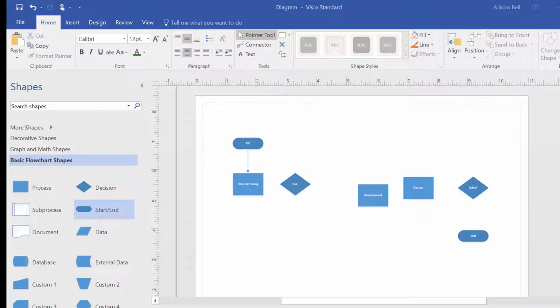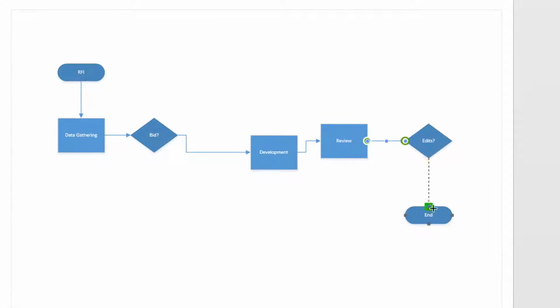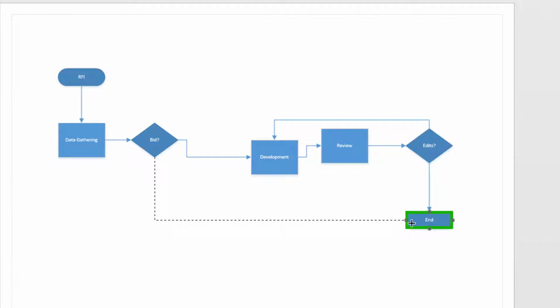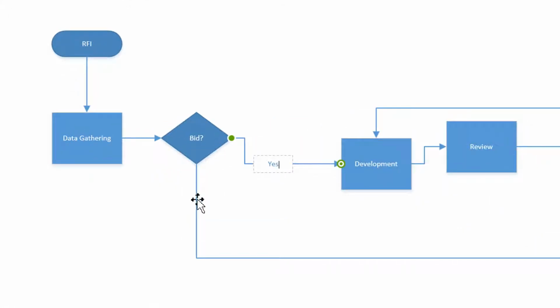Okay, I've got all the items I want, and now I'm going to add all of my connecting arrows. Just like you can add text to a shape, you can also add it to a line. So for my diagram, I want to have yeses and nos coming out of my decision shapes, indicating which way a path might go. To do this, I'll just click the item to select it, making sure that the pointer tool is selected first. And then I'll just type in the text that I want.